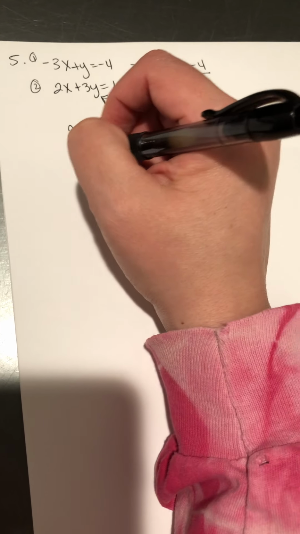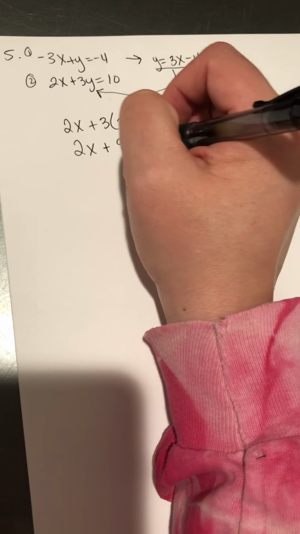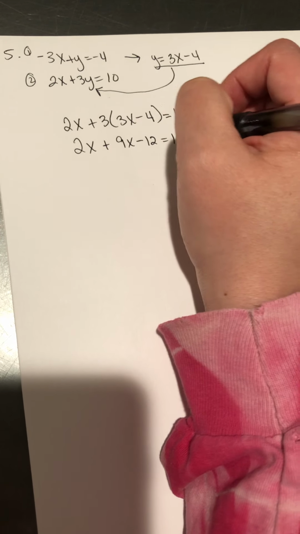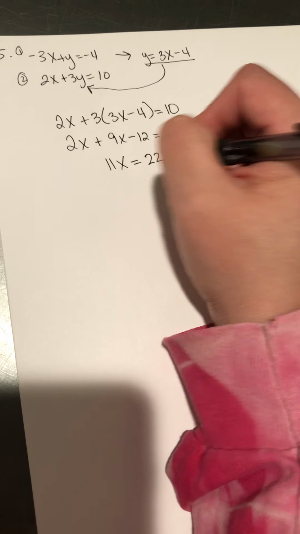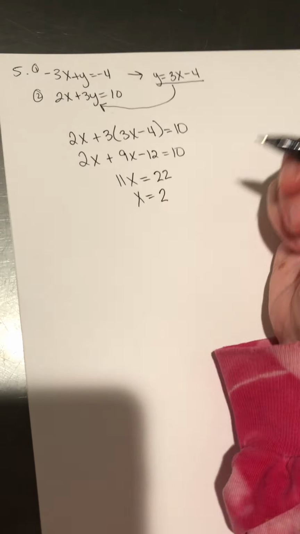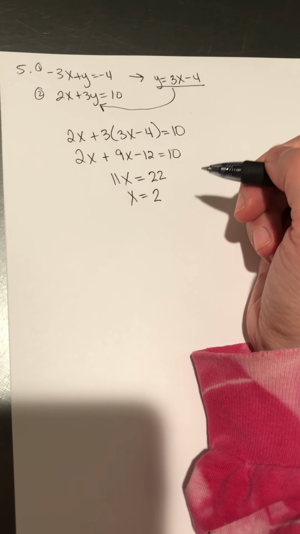And then I solve. Distribute my 3, so I get 9x minus 12 is equal to 10. 2x plus 9x is 11x. If I add 12 to both sides, I get 22. So divide by 11, I get x is 2.